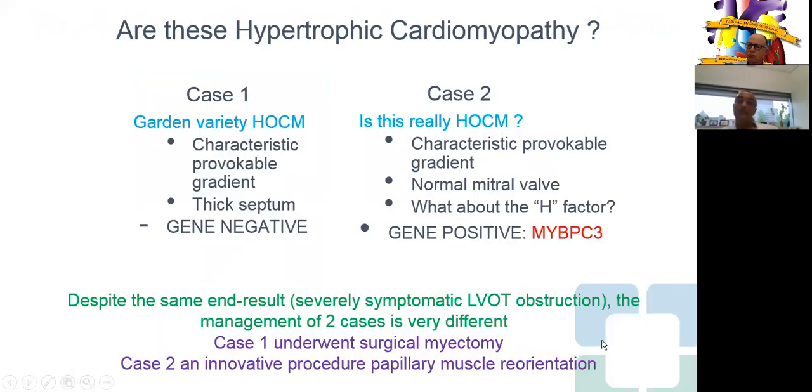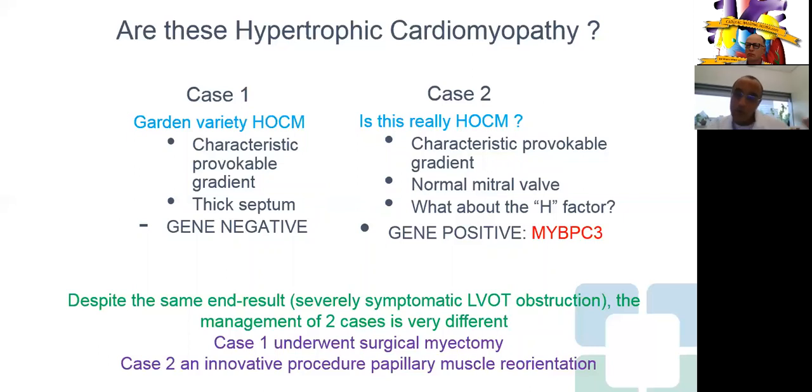So the question is, are these both hypertrophic cardiomyopathy? In the case of the first patient, this is what we call garden variety HCM, provocable gradient, very thick septum, but this gentleman was gene negative. What about the second one? This person has a characteristic provocable gradient, but the mitral valve is normal. There is no hypertrophy. And this person was gene positive for myosin binding protein 3.